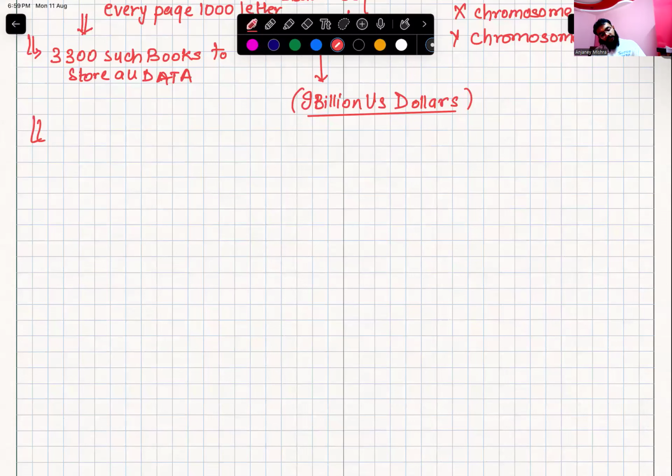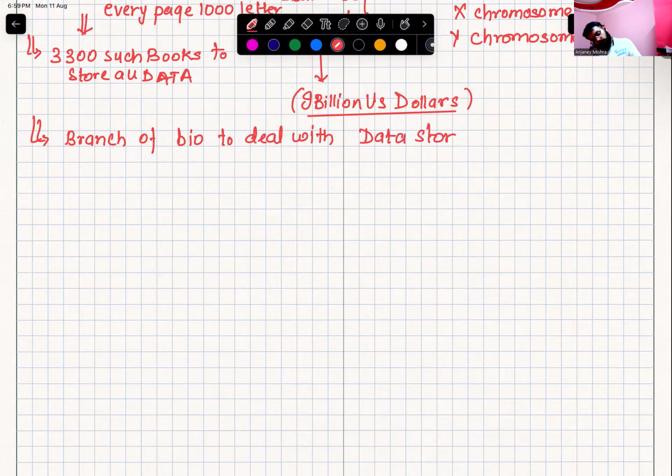Sir, how big of a project, sir? We are not understanding it by the money part. We are not understanding it by book part. But it was so big that a whole branch of science now exists because of it. A branch of biology to deal with data storage and retrieval. What is this branch called? Bioinformatics.